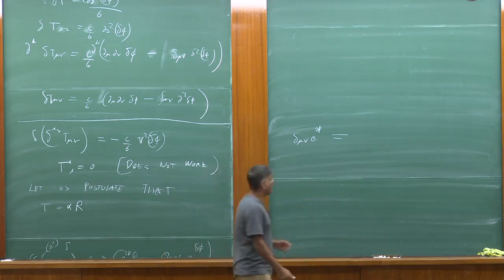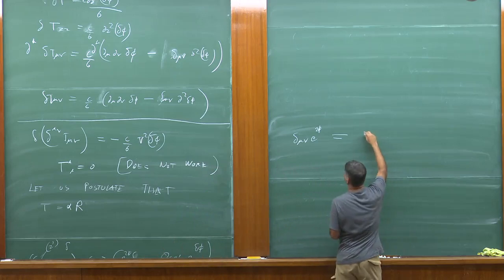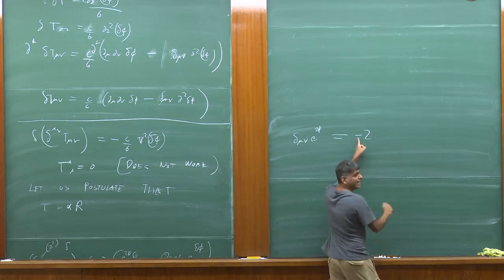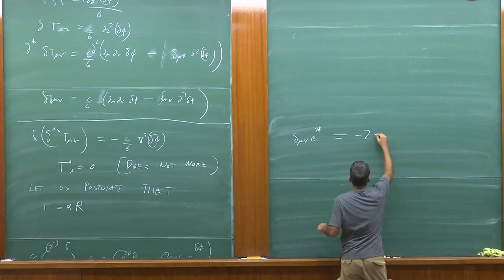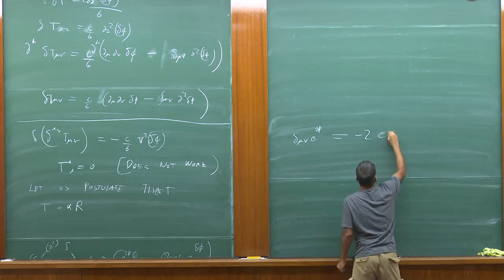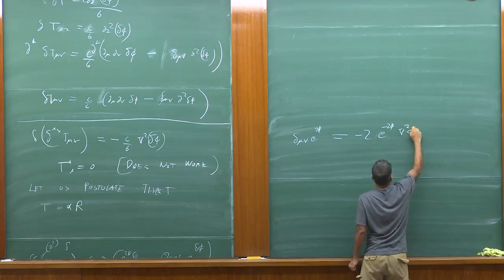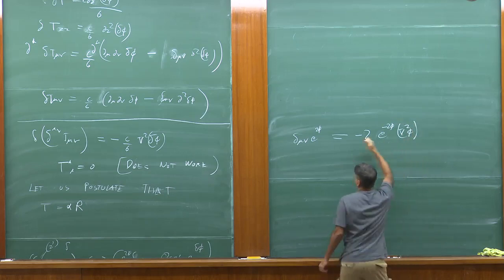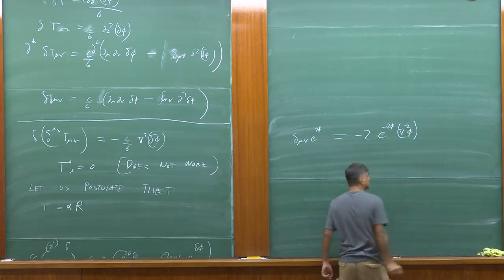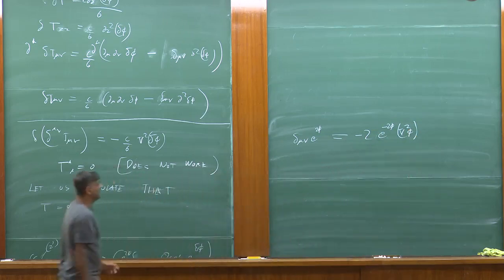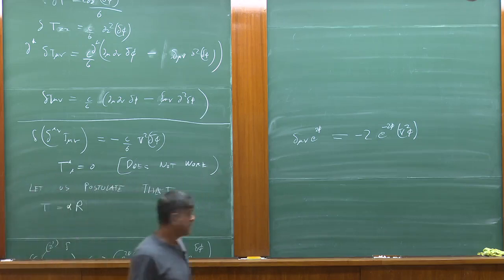So I hope I do it right. The sign I will not swear by, but I think it's right. e to the power minus 2 phi times del square phi. No, 2 phi. Yeah, that's the 2. Yeah, the 2 is correct. Okay, let's look at some features of this formula.